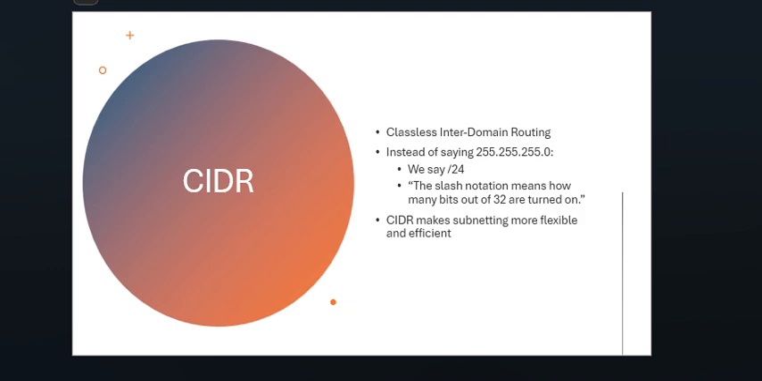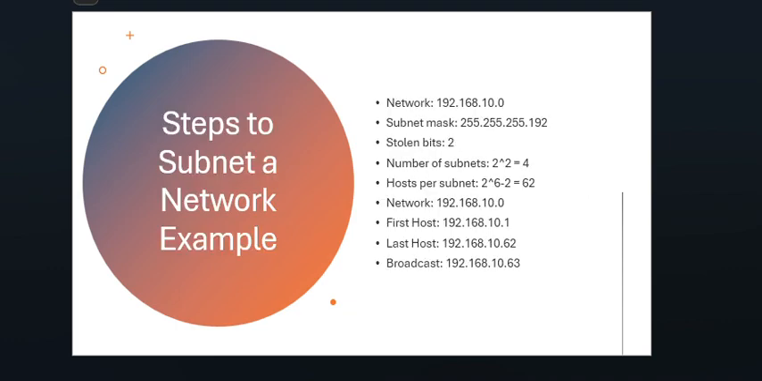Steps to subnetting a network, example. Network 192.168.10.0, the subnet mask 255.255.255.192, stolen bits 2, number of subnets 2 squared is 4, hosts per subnet is 2 to the 6 minus 2 equals 62.